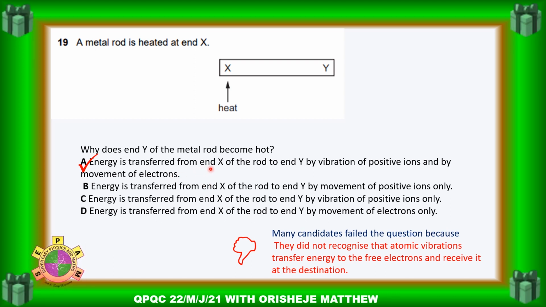Energy is transferred from end X of the rod to Y by vibration of positive ions, that is the atoms, and by movement of electrons. So that is the correct option. The two major things responsible for conduction are what? Vibration of positive ions and movement of free electrons. So take note, that's how to underline them. Take note of these two processes, the red and then the blue.